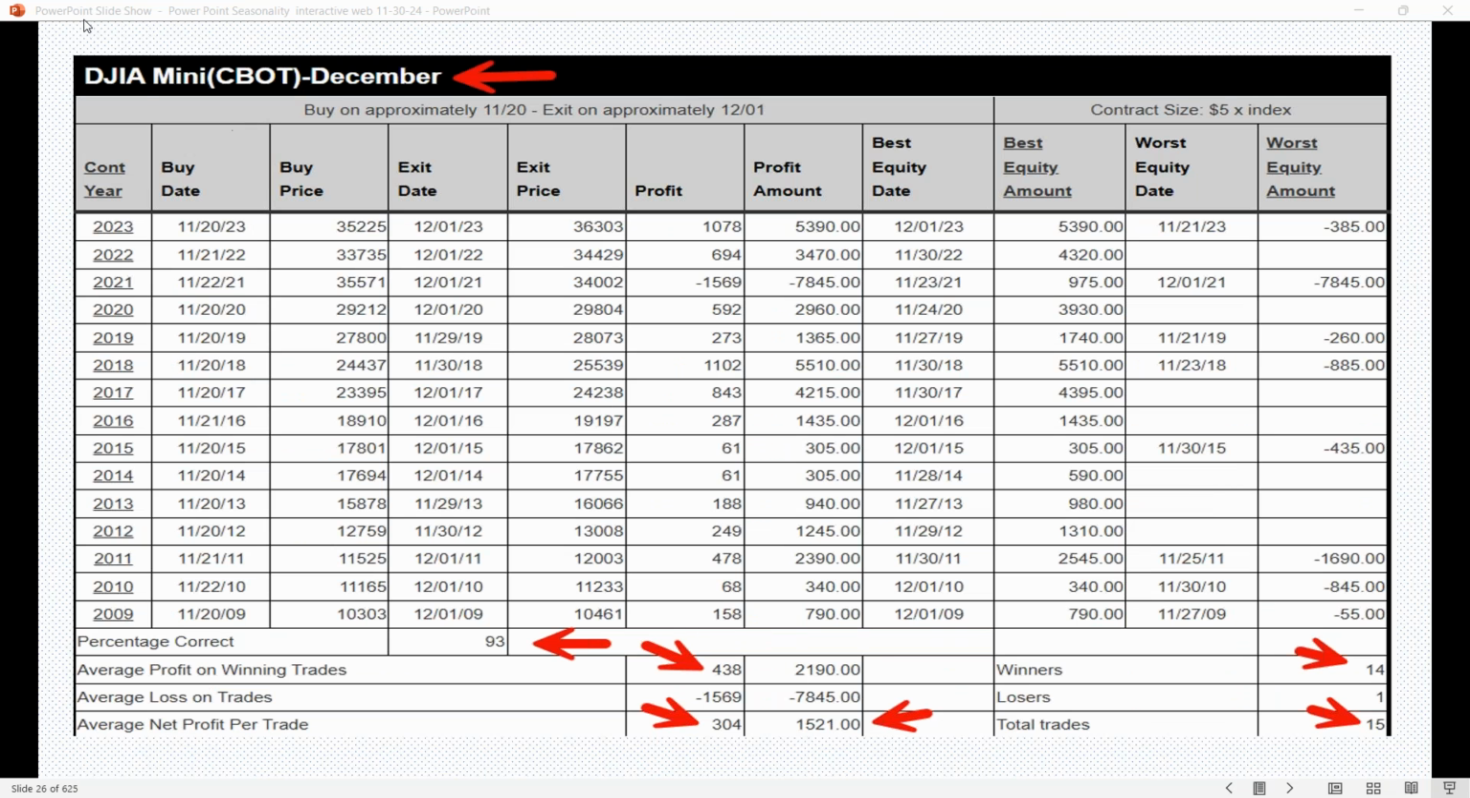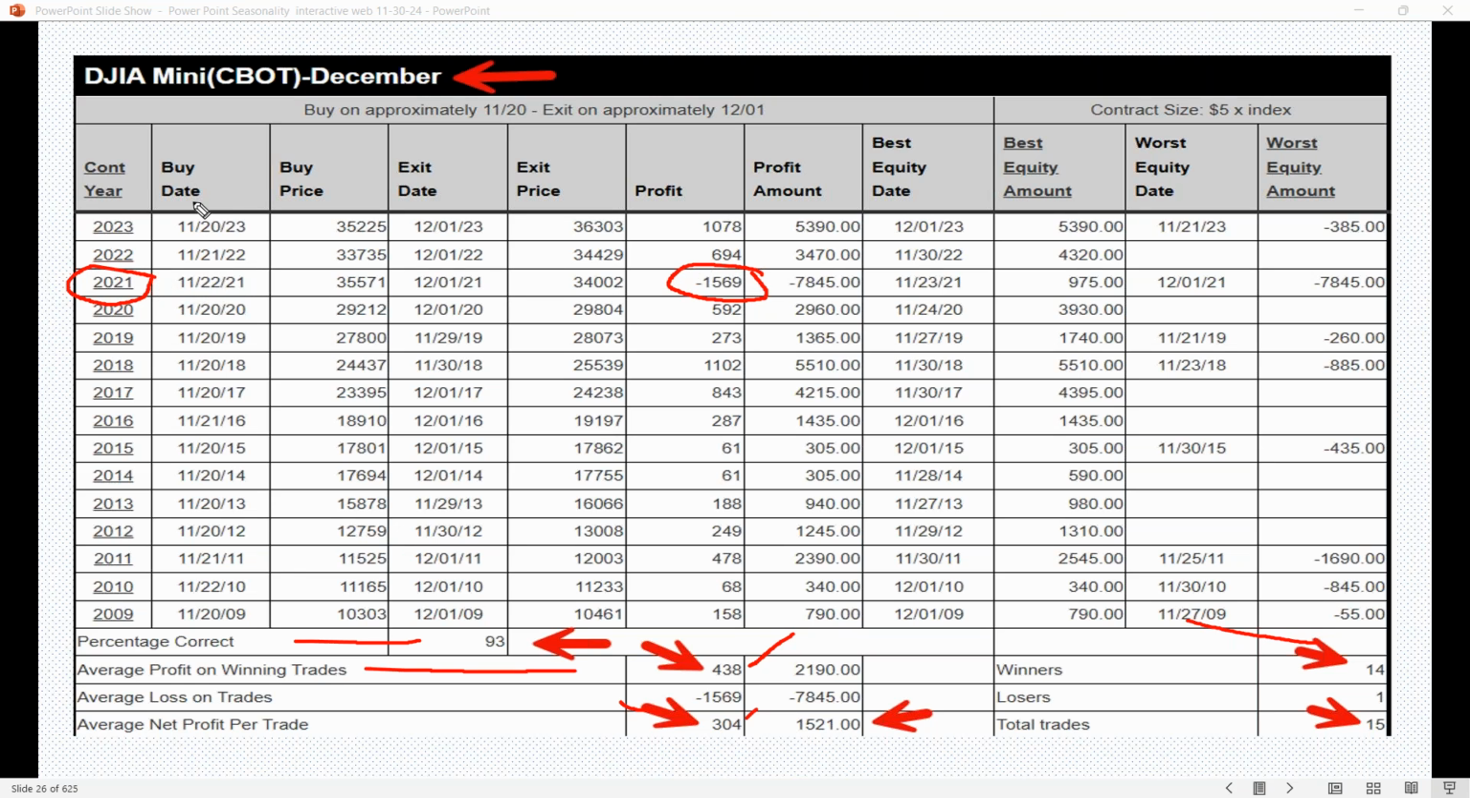Here's an example. Here's the Dow E-mini future. Again, you could use the futures or just the Diamond. The Diamond ETF is perfect. You can see here a 93% winning rate, 14 out of 15 years. The average profit on the winning trades here was about $438. The average net profit per trade on the Dow futures is $304. Winners 14, losers 1 year. Now you can come down here, and here's the losing year right there. That was back in 2021.